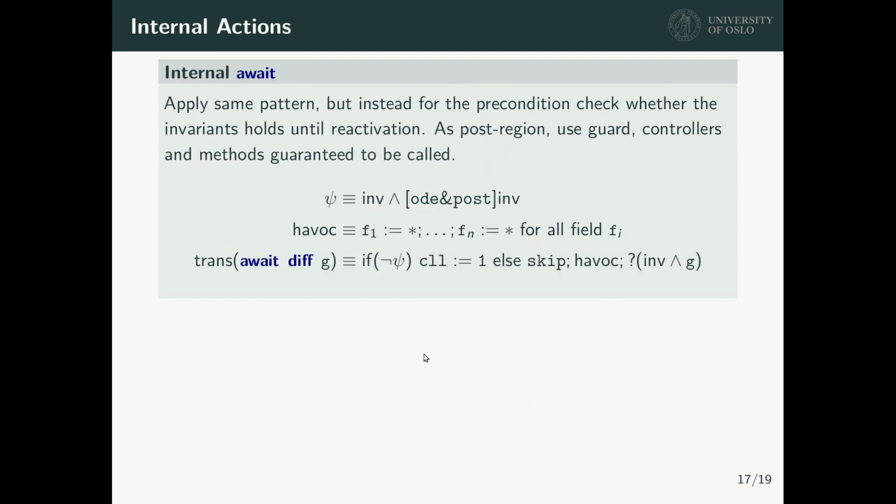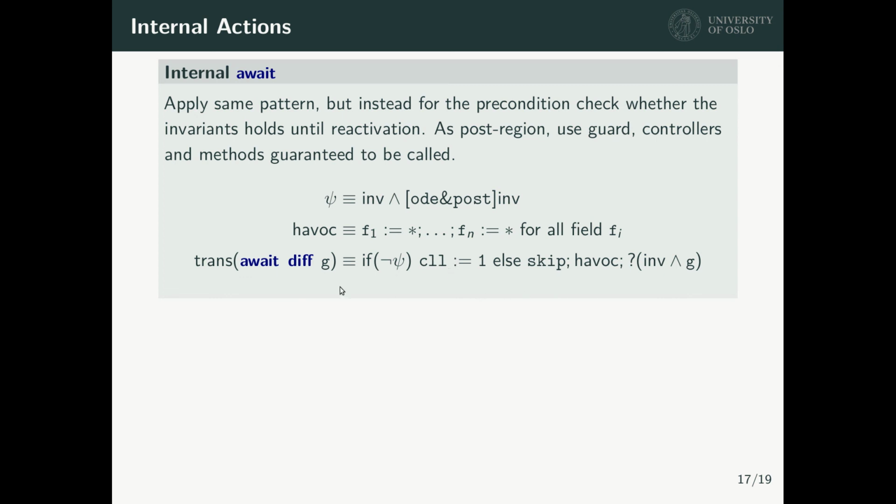You can deploy almost the same pattern for await, except that the condition is a bit more complicated. You check that the invariant holds at the moment where you suspend, and that it will stay safe in the post region, where this post region is now computed for this await here. So what are the methods which are guaranteed to be called at this point, and what are the controllers, right? And again, you set a flag otherwise.